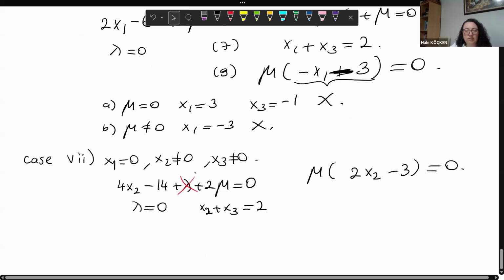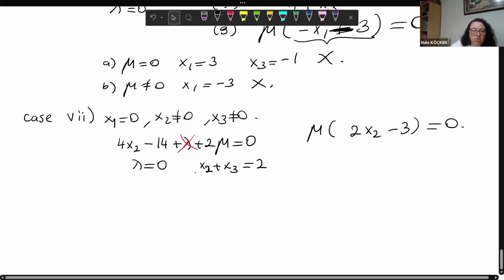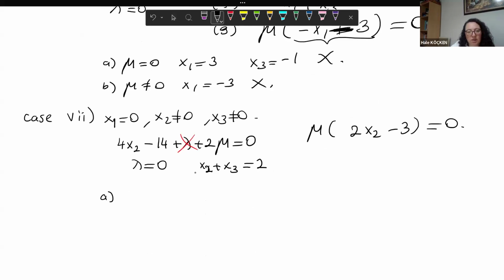2x2 minus 3 is 0. These are the things that I need to do. Again, sub-analysis, I think, because I have x2, x3. I have 3 unknowns, but 2 equality. I'm dropping the complementary. I cannot use it directly, so sub-analysis is necessary.